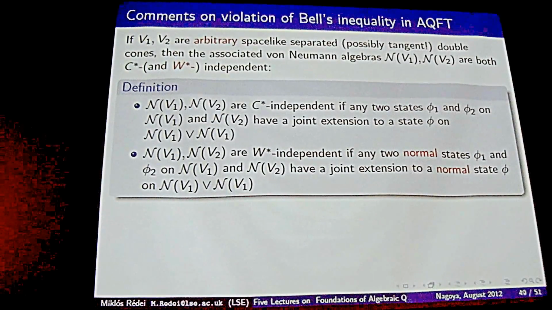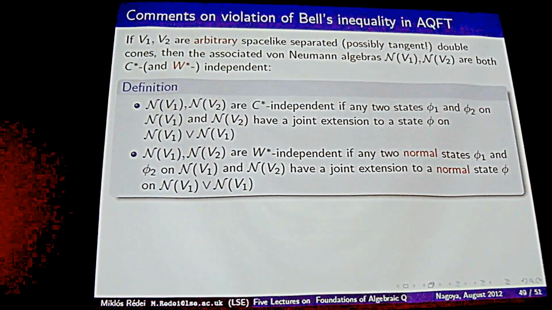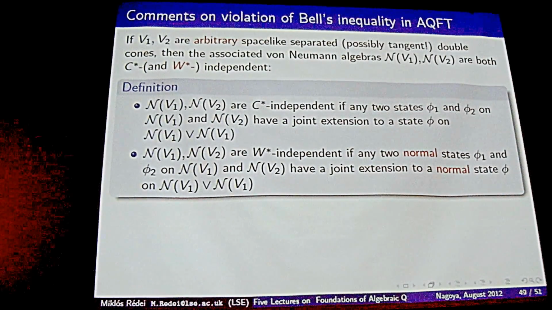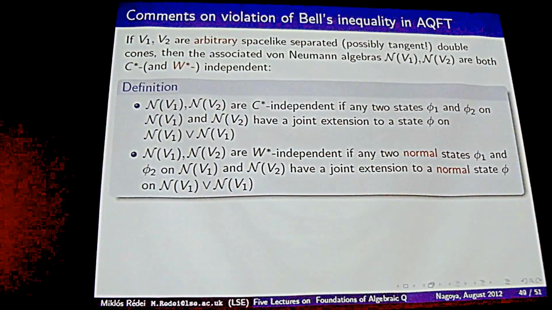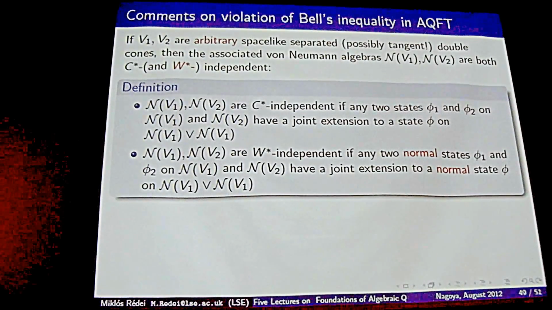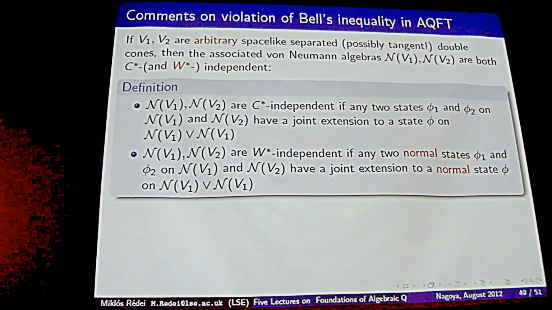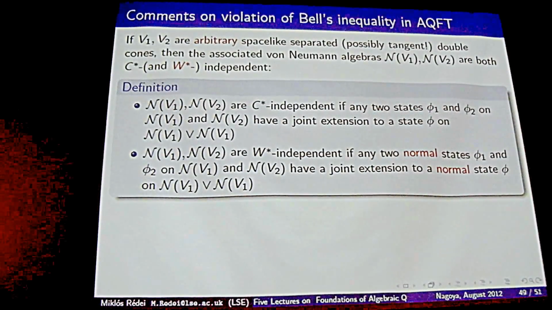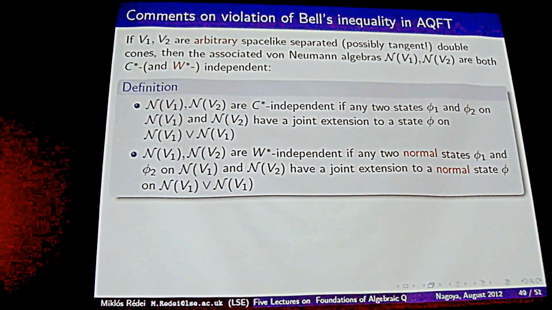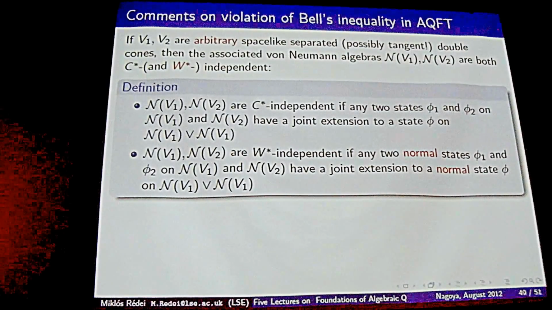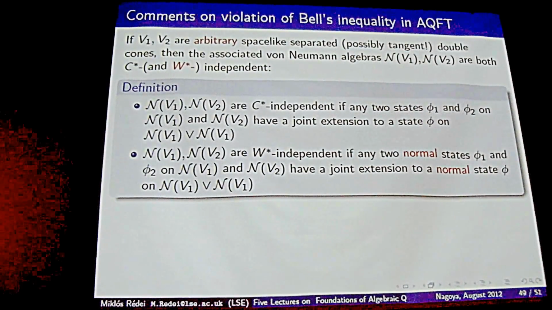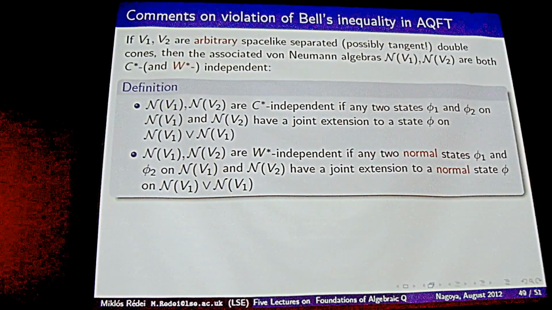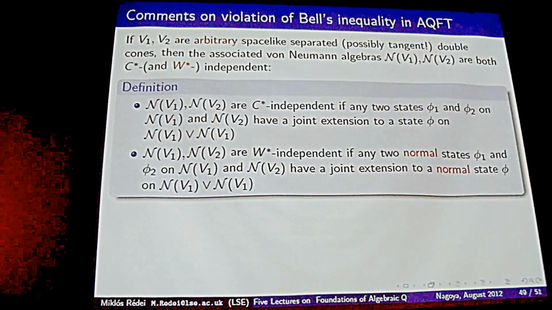If you have two arbitrary space-like separated, possibly tangent double cones, then the associated von Neumann algebras are both C-star and W-star independent, or statistically independent. This issue came up already in a little discussion with Professor Ozawa, and I'm going to talk about these independence properties tomorrow, but here we need the definition of C-star and W-star independence just to make a point. So I'm recalling here the definition of C-star independence and W-star independence.